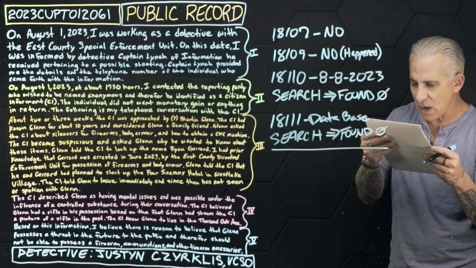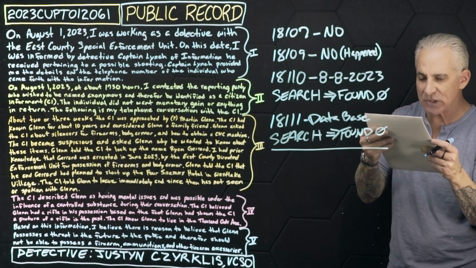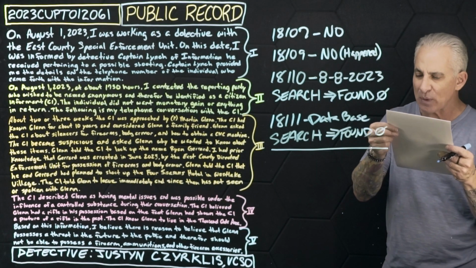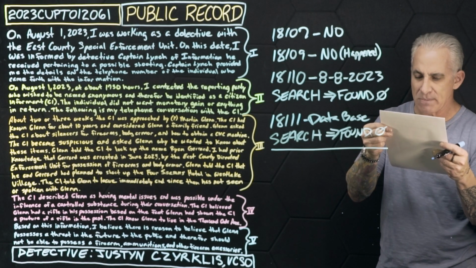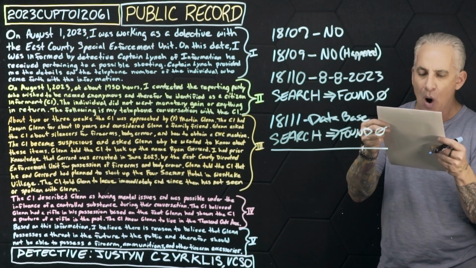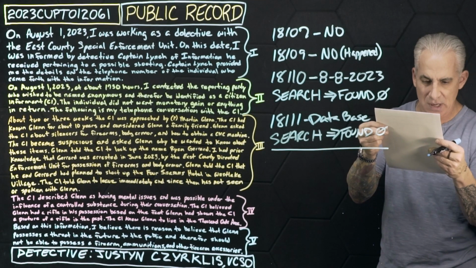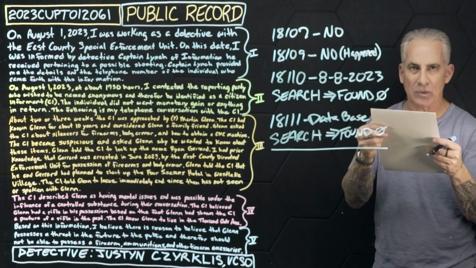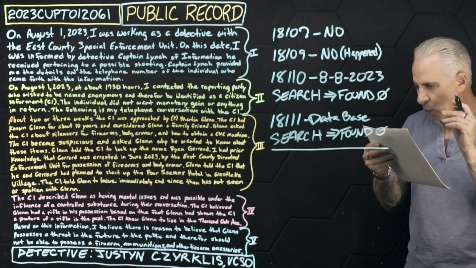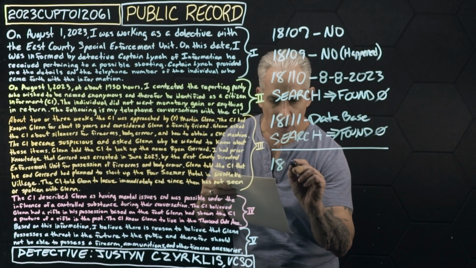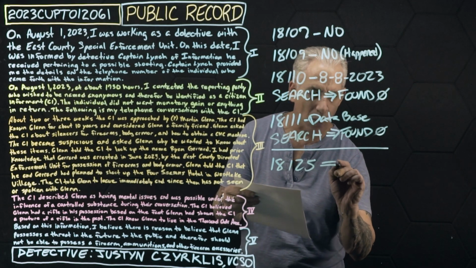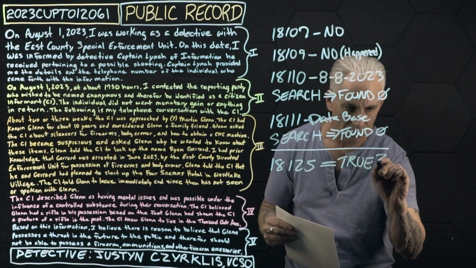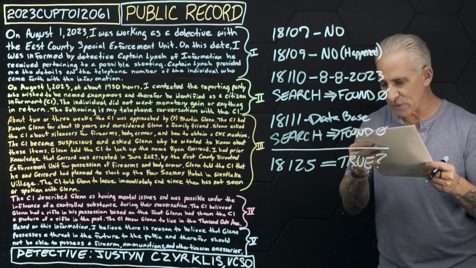Violence restraining order may be issued, ex parte basis only, if a law enforcement officer asserts and a judicial officer finds that there is reasonable cause to believe both of the following. Okay, so here's where we get into the nitty gritty. So for 18125 to equal true, both of these.